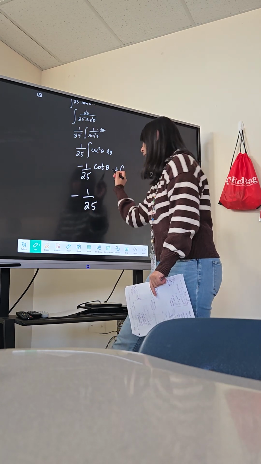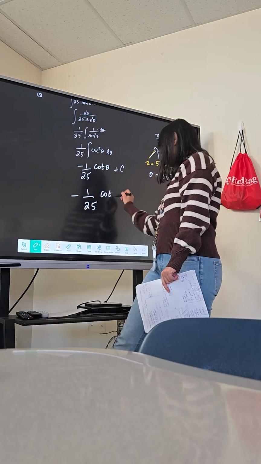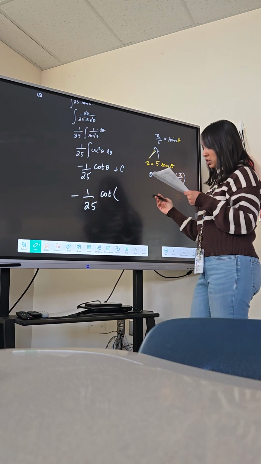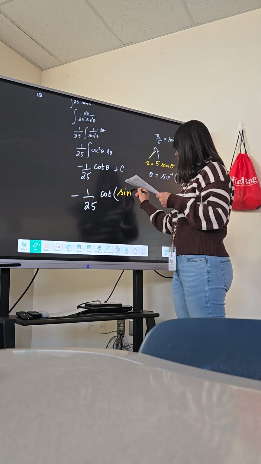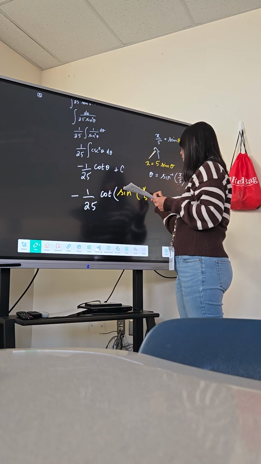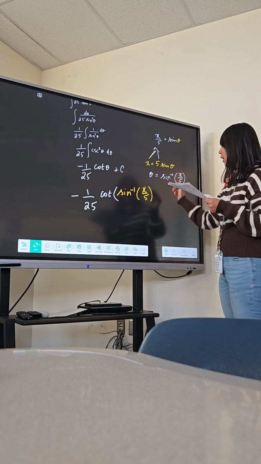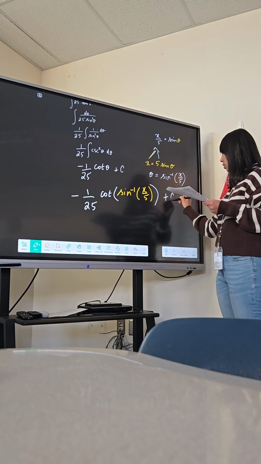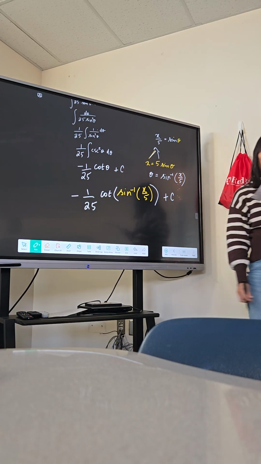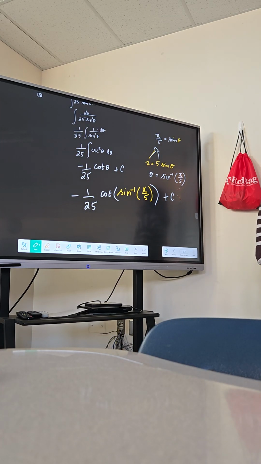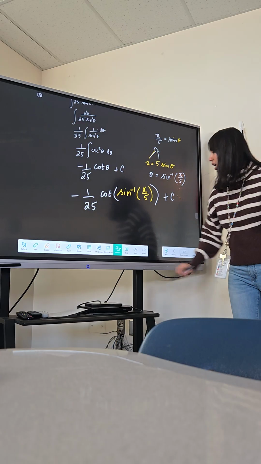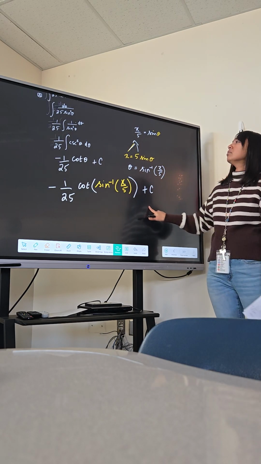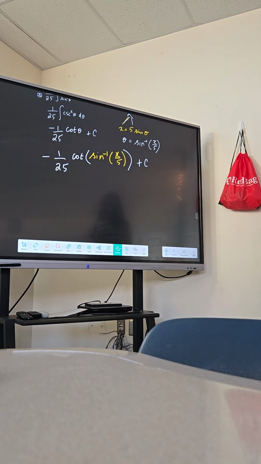Okay, we can replace the theta with sine inverse of x over 5. But unfortunately, we don't like this answer. What is an answer you do like? I will tell you that. A long time ago, I taught you how to solve this problem.